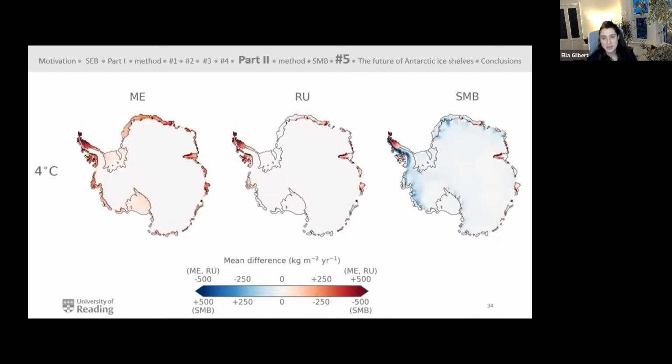And then if we skip ahead to 4 degrees, that picture is very much more intensified. So we see lots more melt and runoff occurring at higher temperatures, but you also see quite a lot more snowfall happening over that steep peripheral terrain around the edge of the ice shelf, ice sheet even, and that surface mass balance over ice shelves, which is of course what we're interested in, is decreasing relative to the historical period.